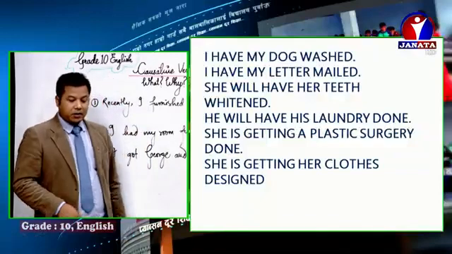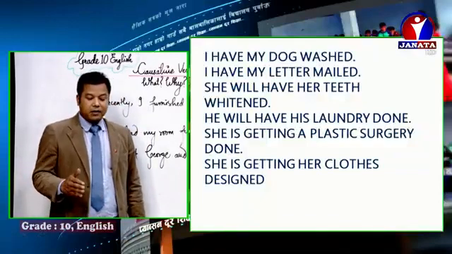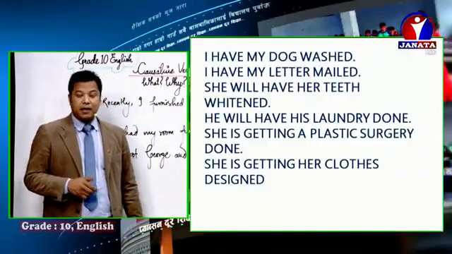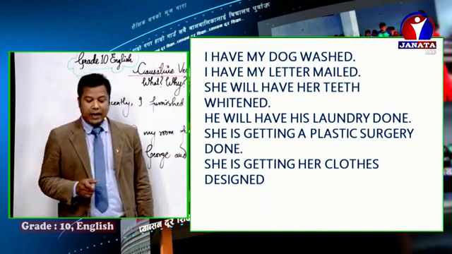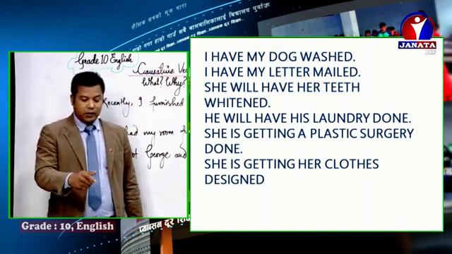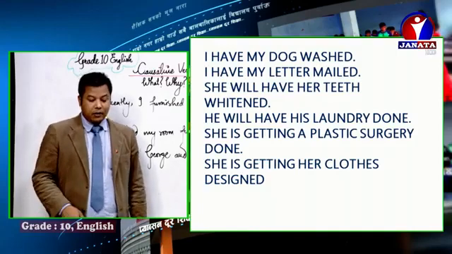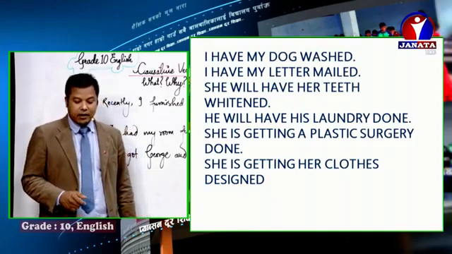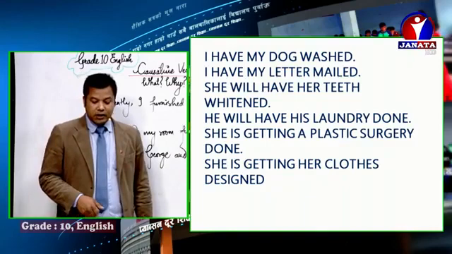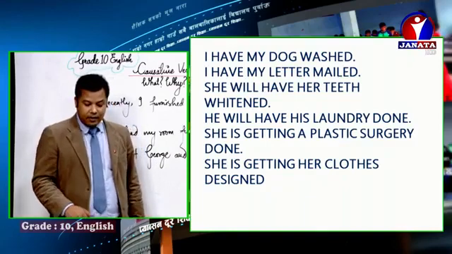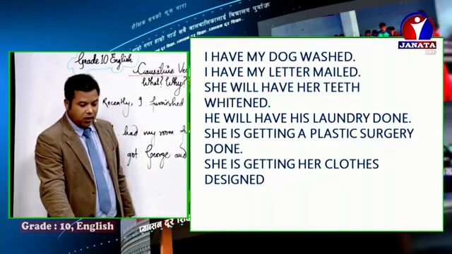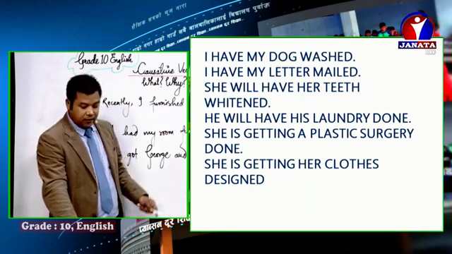Now, without pictures, some more sentences. I have my dog washed. I have my letter mailed. She will have her teeth whitened. Interesting verb from white, whitened. He will have his laundry done. She is getting a plastic surgery done. She is getting her clothes designed. Now, everywhere, we're focusing on the verb 3. That is the first example.